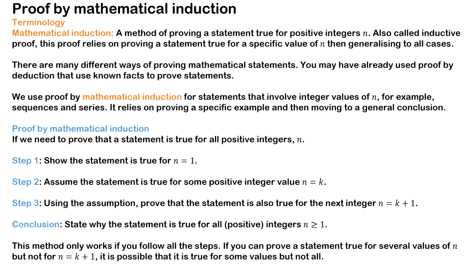Now this method only works if you follow all the steps. If you can prove a statement true for several values of n, but then not for n equals k plus 1, it is possible that it is true for some values, but not all values.